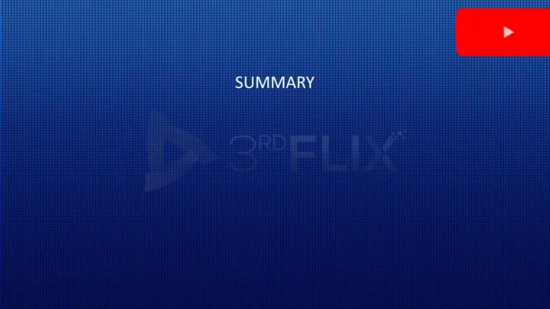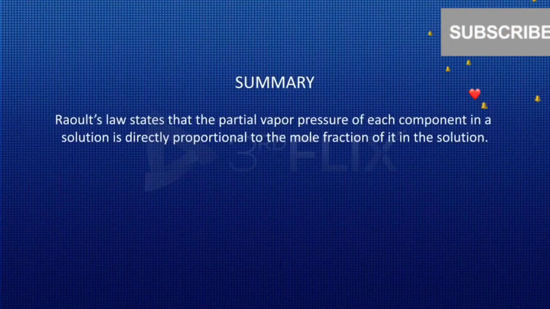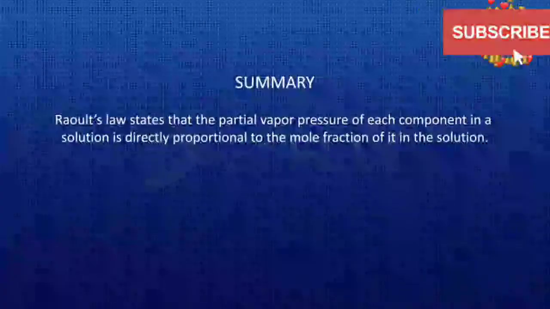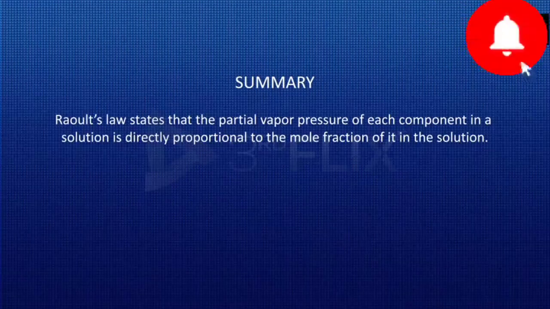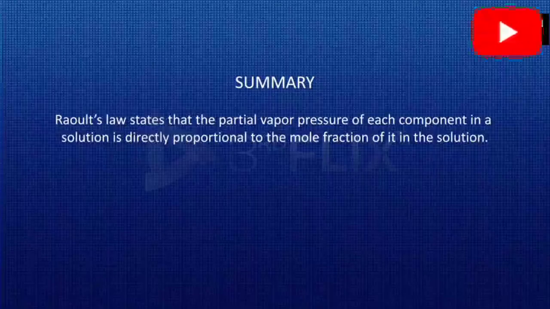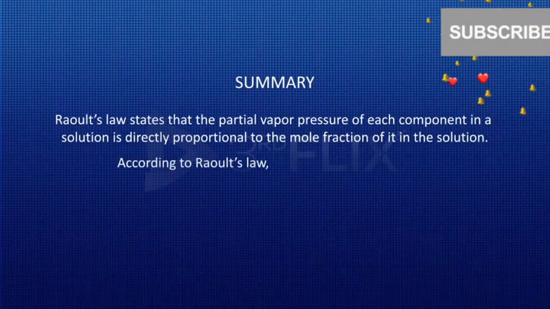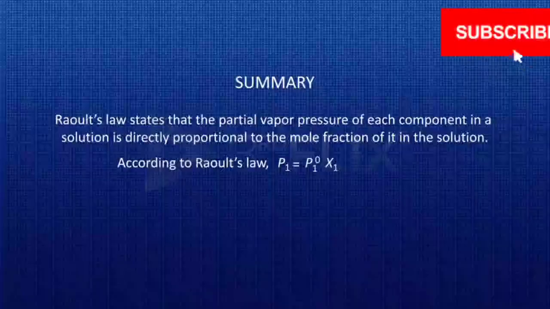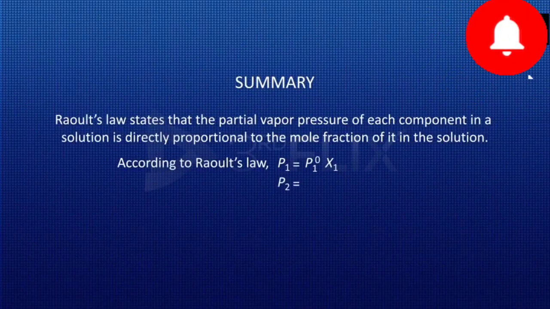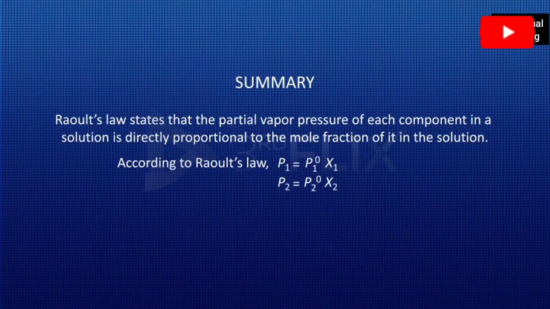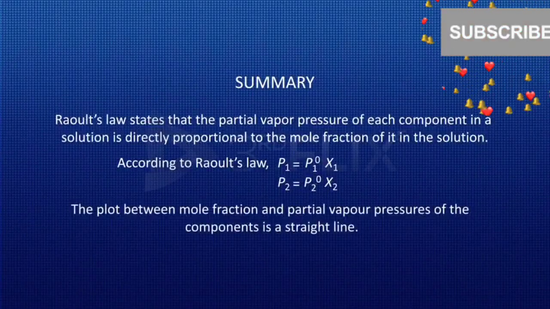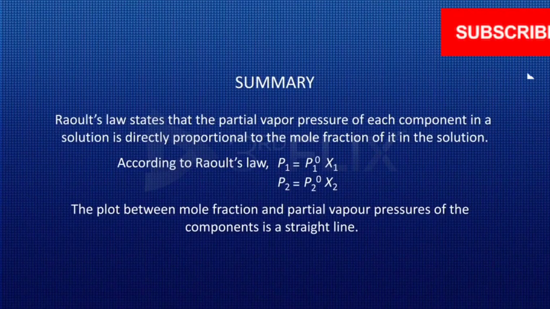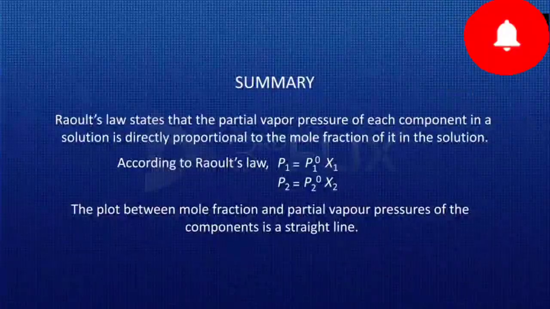Let's summarize. Raoult's law states that the partial vapor pressure of each component in a solution is directly proportional to the mole fraction of it in the solution. According to Raoult's law, P1 is equal to P1 naught x1. P2 is equal to P2 naught x2. The plot between mole fraction and partial vapor pressures of the components is a straight line.